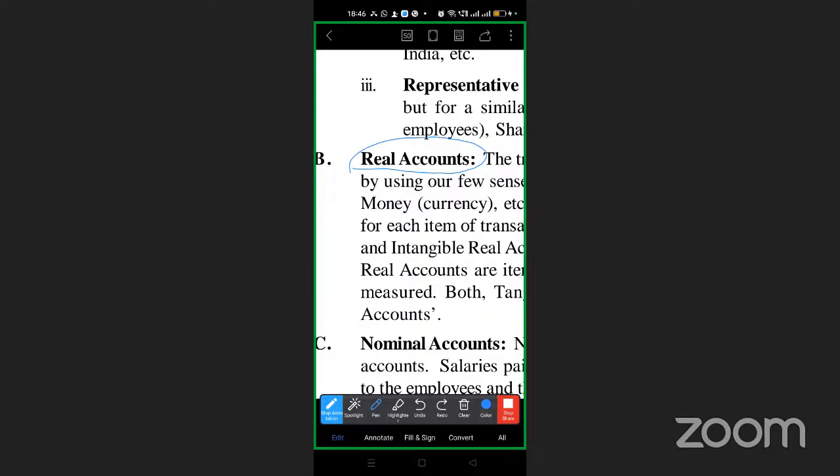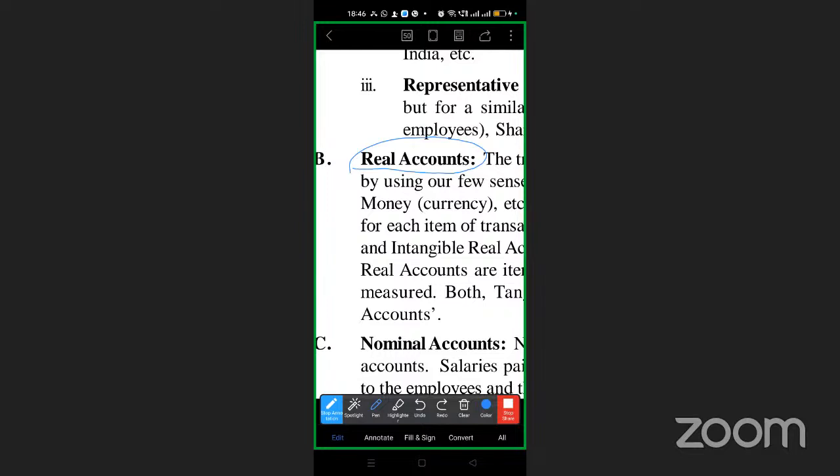The things which we can touch, feel, and see are called real accounts. For example, goods purchased. Goods means something that has been purchased. So whatever goods I purchase, I can touch them. For example, I'm purchasing a bag. I have to touch it, take it, and feel it. Touch, feel, yes, that is called a real account.